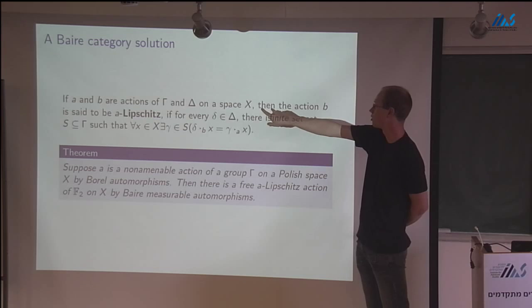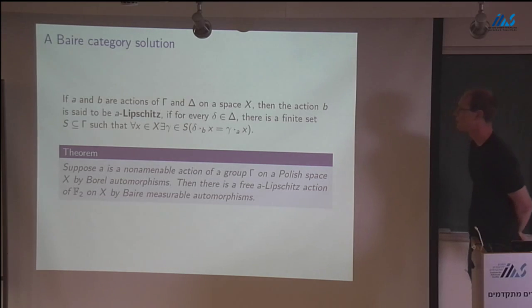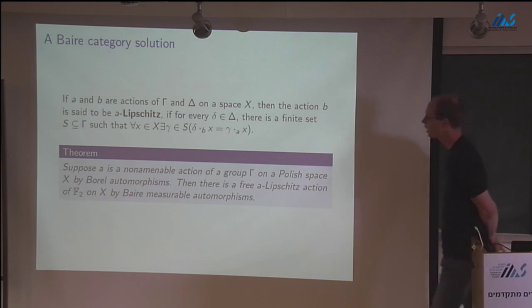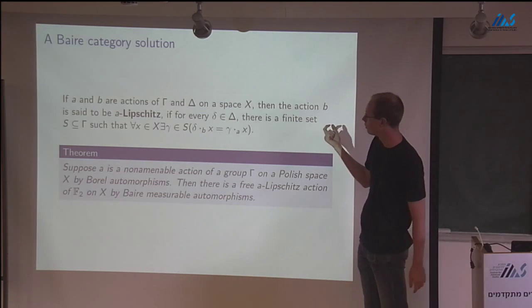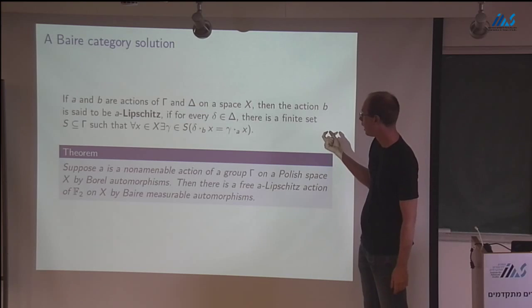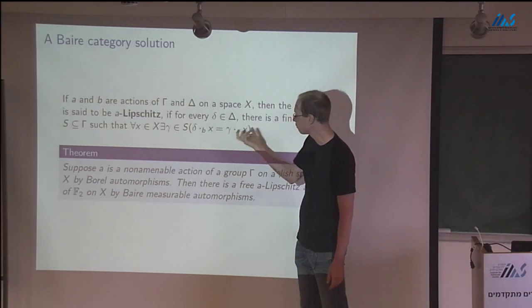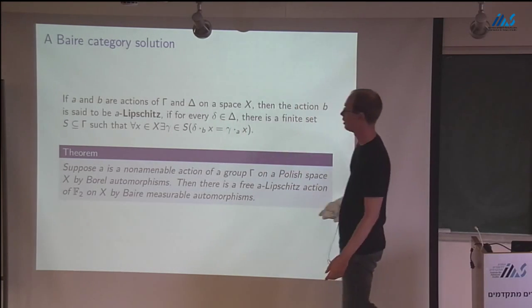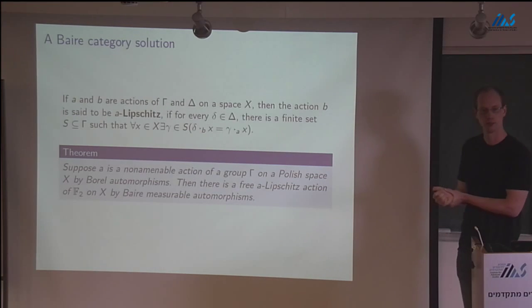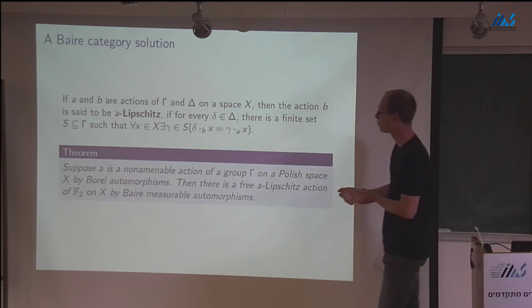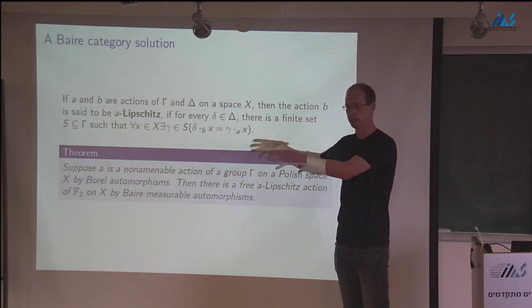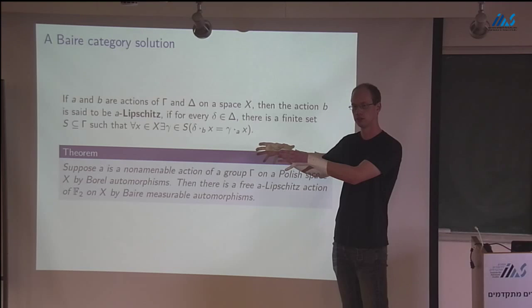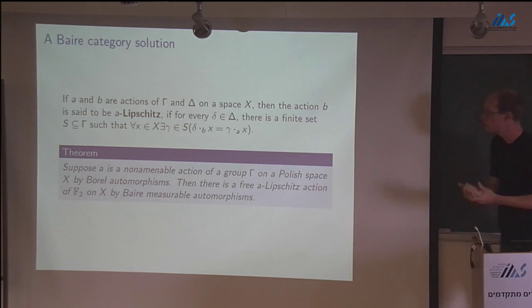Suppose A and B are actions of gamma and delta on some space. Then the action B is said to be Lipschitz with respect to A if every group element acts via some choice of only finitely many group elements in the action A. So you can approximate each group element in the B action up to finitely many elements in the A action. So that's the definition of one action being Lipschitz with respect to another.